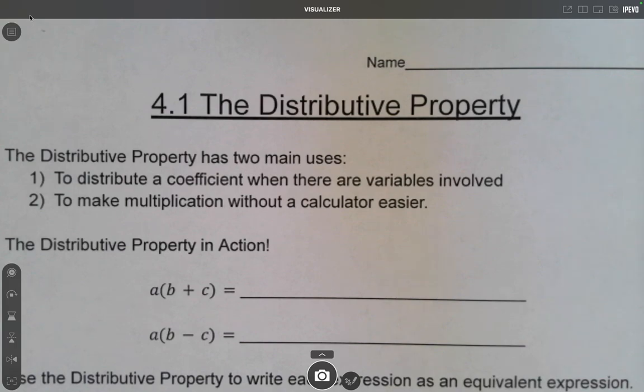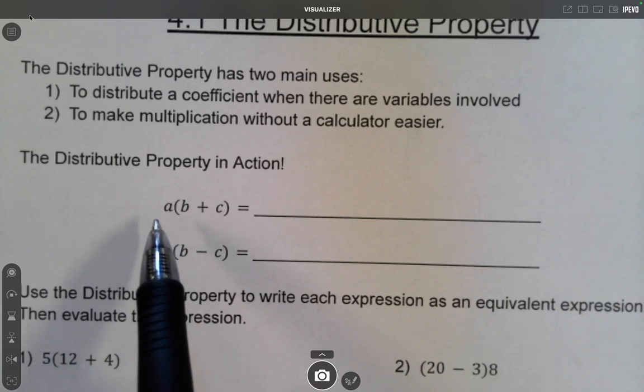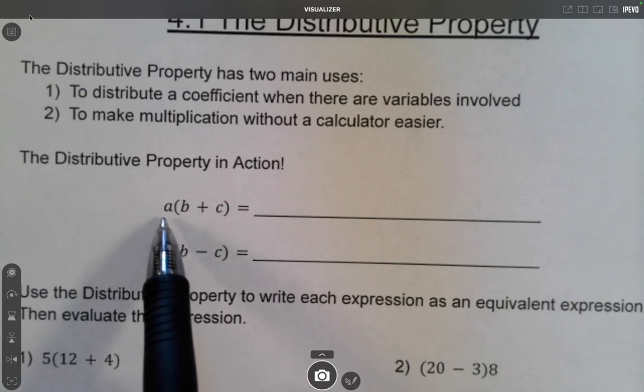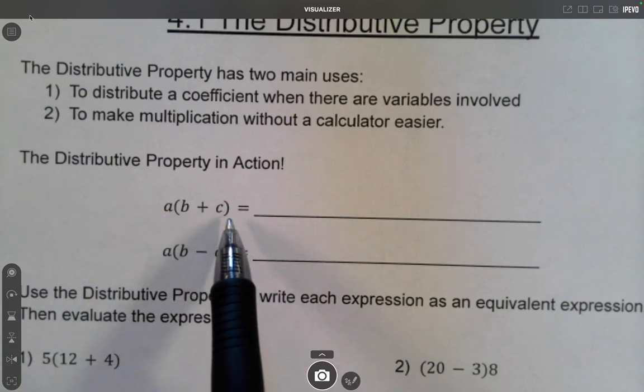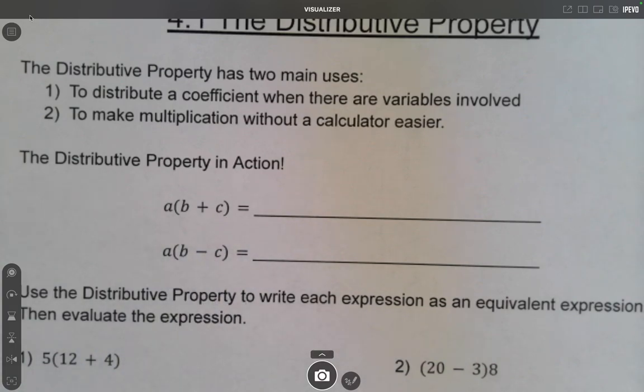Now there are some things I could teach you another time where you can use the distributive property as a way to do mental math a little easier. But today's focus will be on number one. So the distributive property is used when you have a term outside parentheses, meaning it's multiplying the parentheses, and you're either adding or subtracting inside.